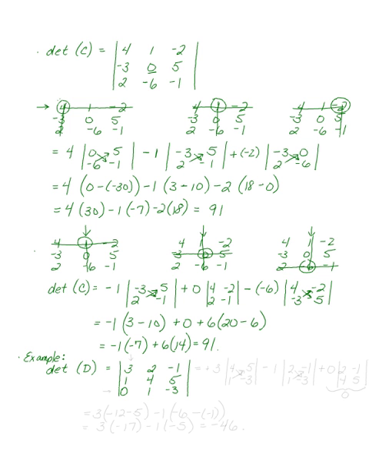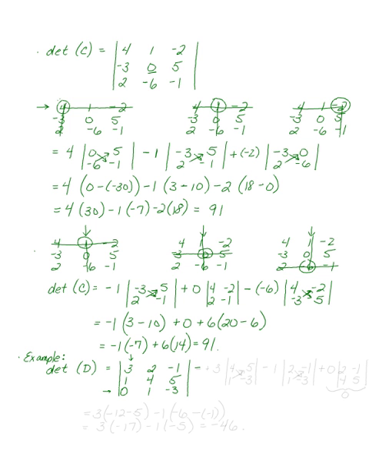Okay, let's look at our example. We're going to find the determinant of matrix D, which is 3, 2, negative 1, 1, 4, 5, 0, 1, negative 3. Now when I look at this 3 by 3 matrix, what I would do is either use row 3 or column 1. It's a choice. I'm going to choose column 1, so I'm going to go down column 1.